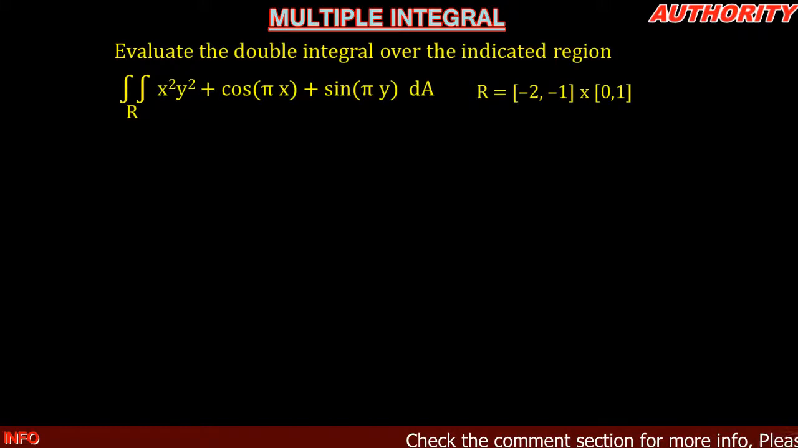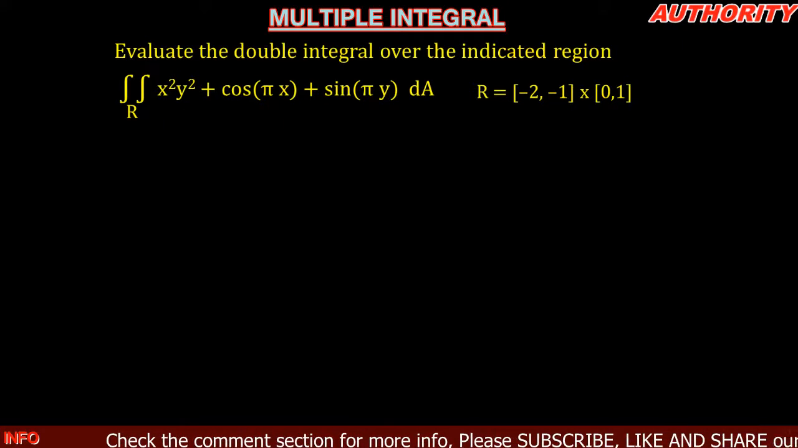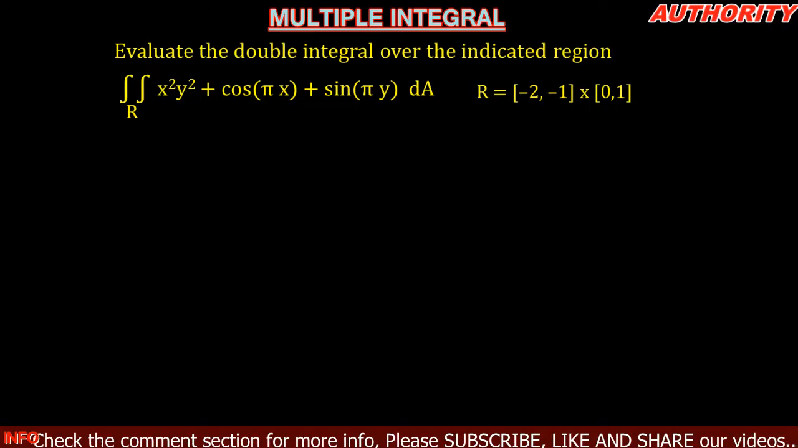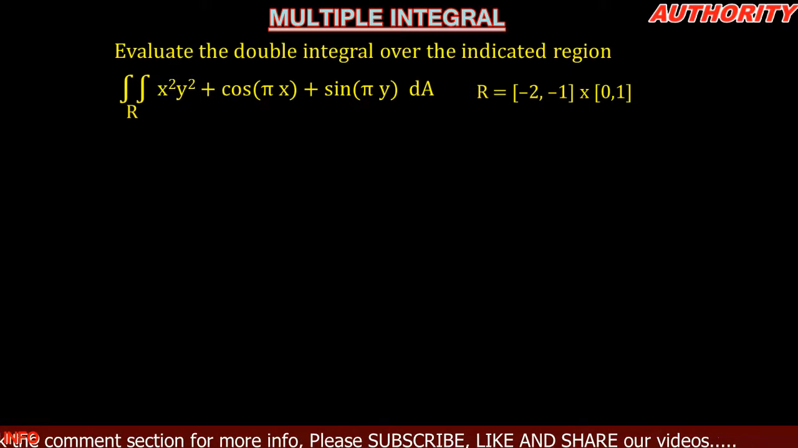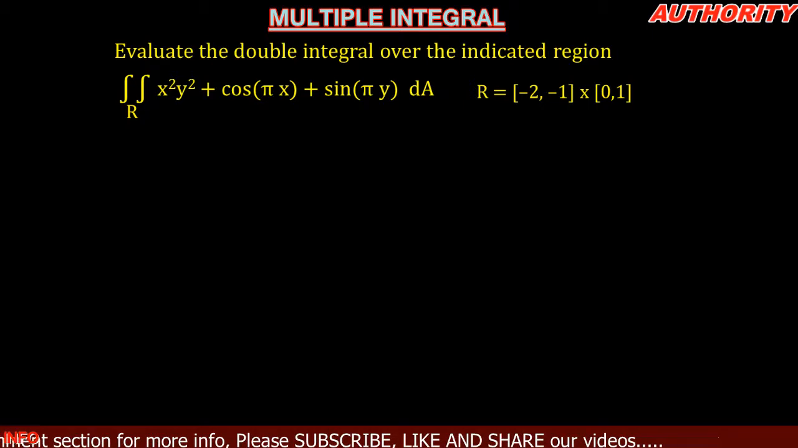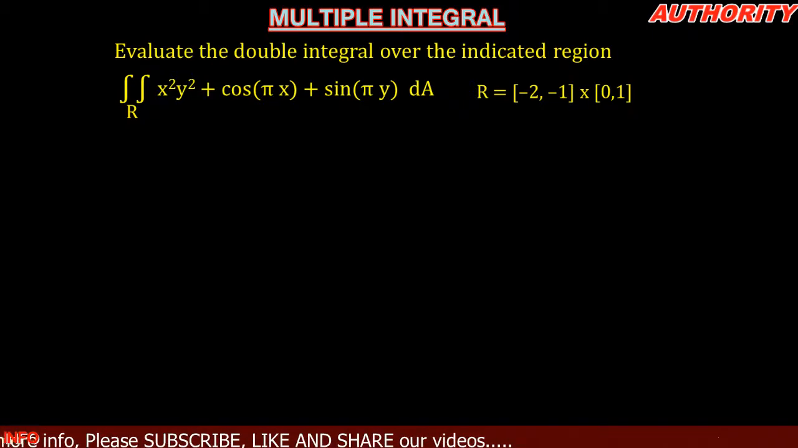Evaluate the double integral over the indicated region. The double integral over the region R of x squared y squared plus cos pi x plus sine pi y dA, where R is equal to [-2, -1] times [0, 1]. You get it, right? Good.